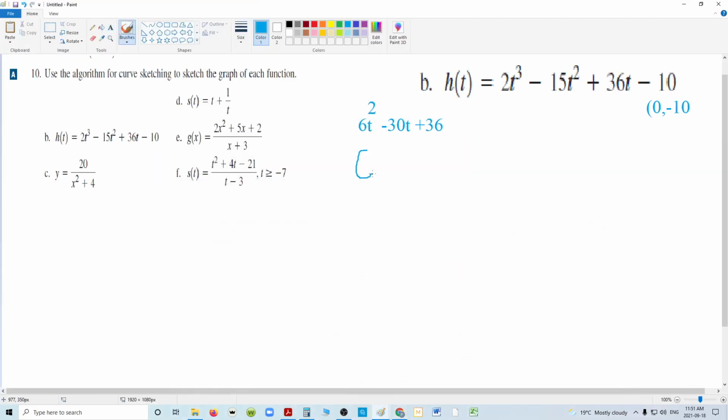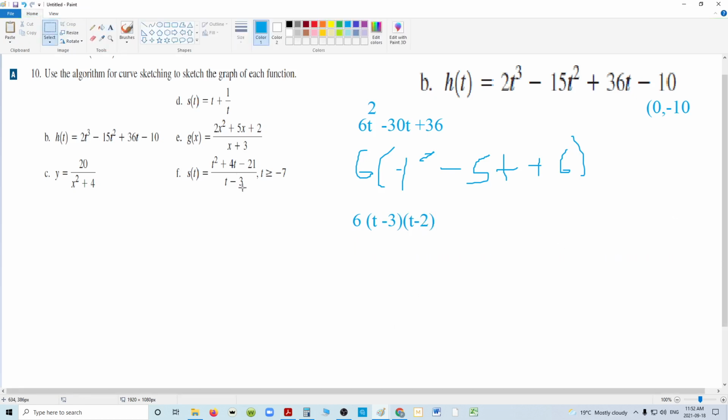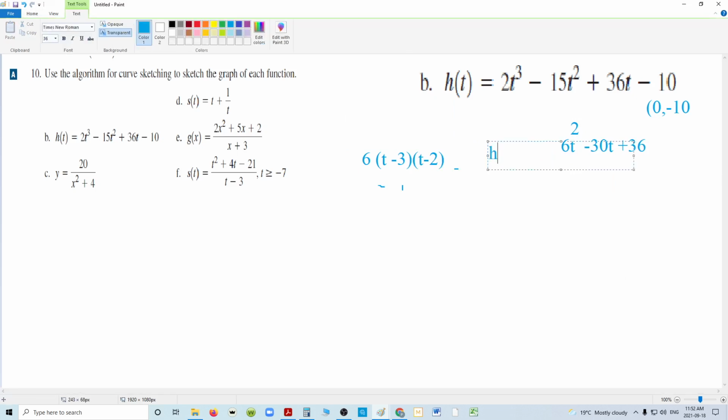Oh, of course, I take a 6 out, and I get t squared minus 5t plus 6, which clearly means 6 times t minus 3 and t minus 2, which is what they were trying to get at. Now keep this first derivative around, so this is h of t, you'll need it. H prime of t is equal to that.